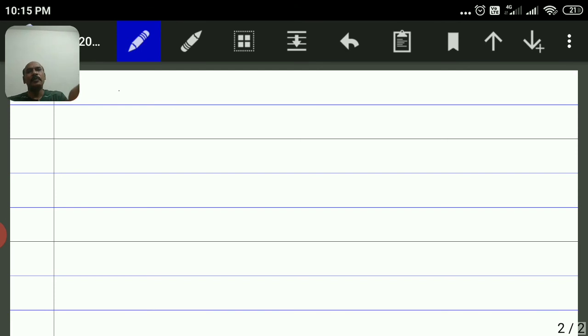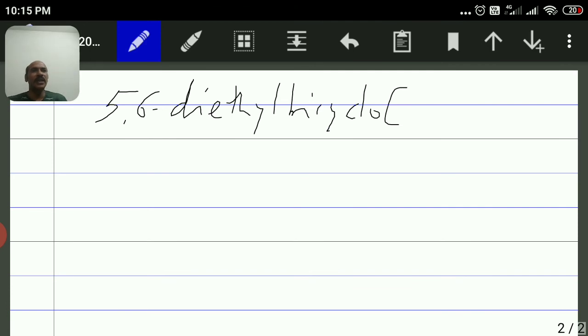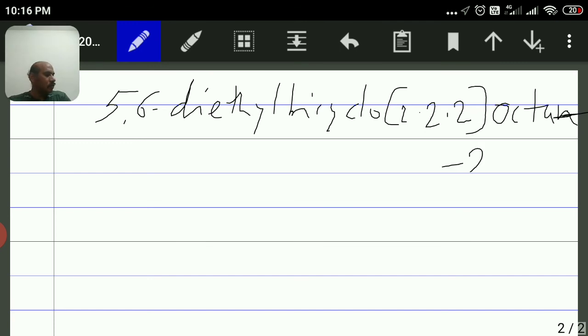5,6-diethyl bicyclo in square bracket 2.2.2. So three values are there, X, Y and Z, so it must be a bridged ring compound. Octa: total carbons are 8. 2-ene means there is a carbon double bond also, starting from carbon number 2.